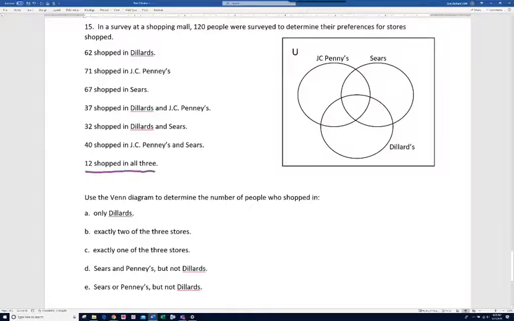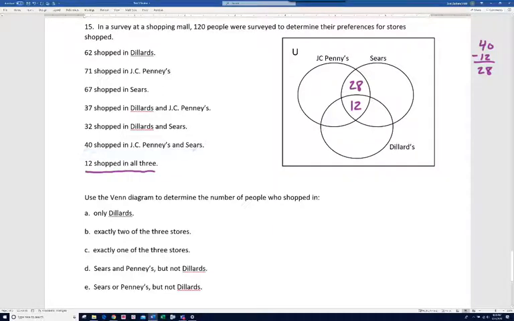It says 12 shopped in all 3. So we're going to put 12 in the middle where we have overlap here. Then it says 40 shopped in JCPenney's and Sears. So if you look at the overlap for JCPenney's and Sears, that's here. There should be 40 in there, and we already have 12. So if you do 40 minus 12, you can see there'll be 28 in there. So we are done with these first 2.